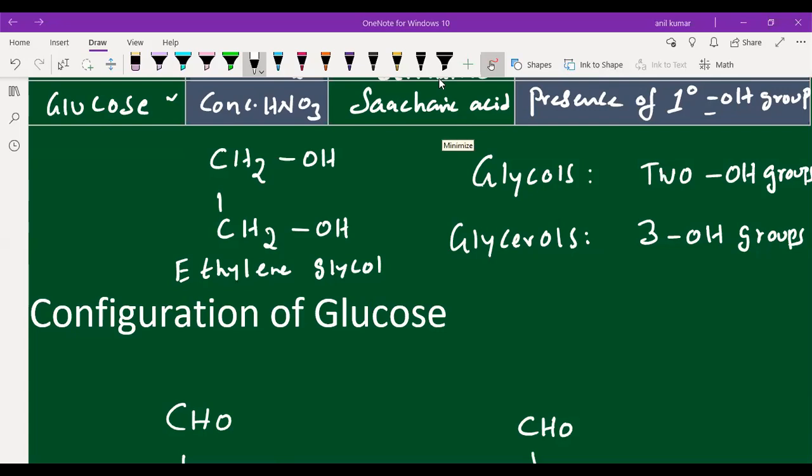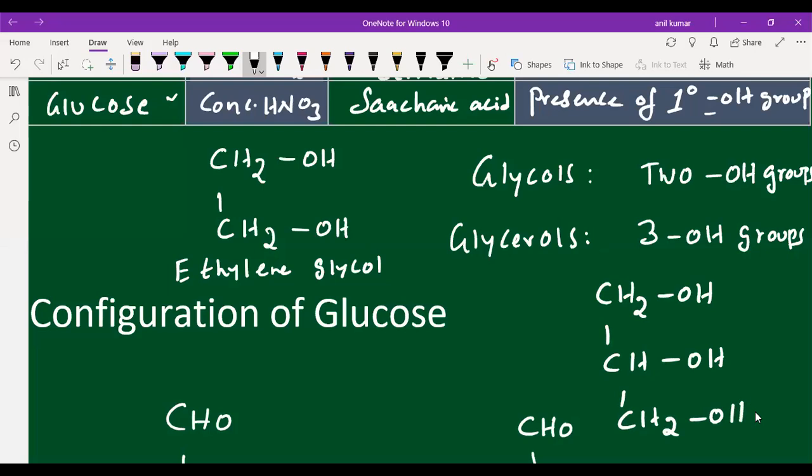Next let us go for glycerol. Now you understood what is glycol, and glycerol. We have the compound like this, CH2OH. Glycerol has three OH groups. This is glycerol, a compound containing three OH groups. The IUPAC name is propane 1,2,3 triol.